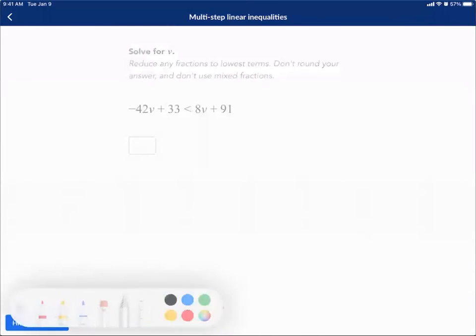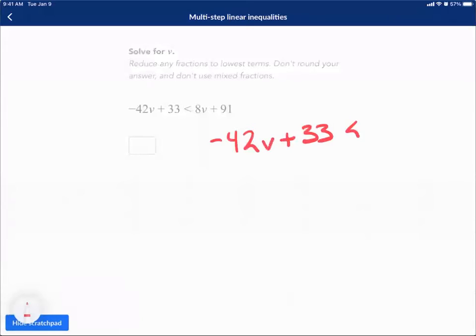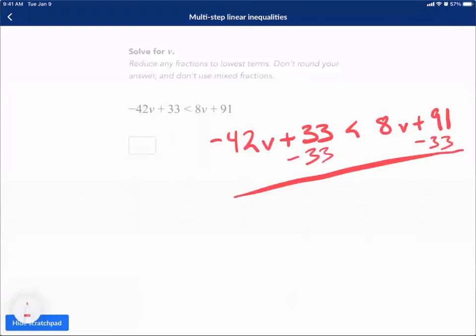All right, inequalities. All right, fun stuff. Inequality. So we have negative 42v plus 33 less than 8v plus 91. Now we have this less than, right? And then we're going to bring this down here. Bridges over here, right? This could cancel out. We end up with a new answer, which would be 36 plus 8. So it would be 36.